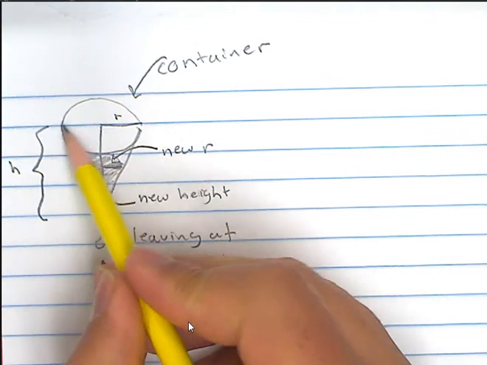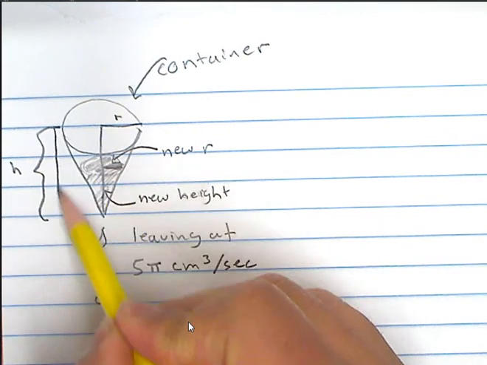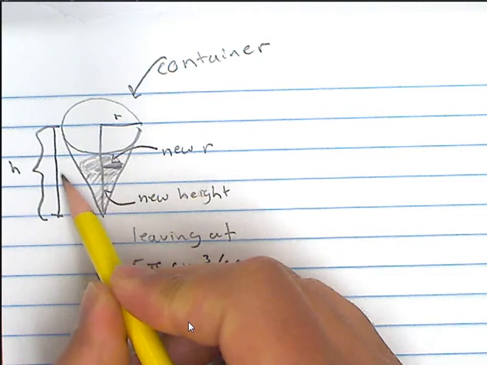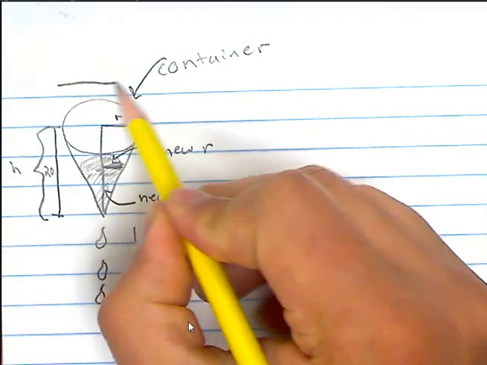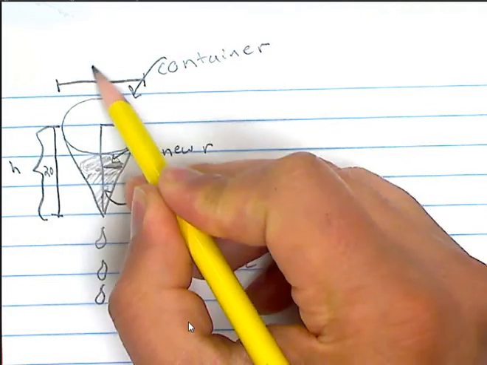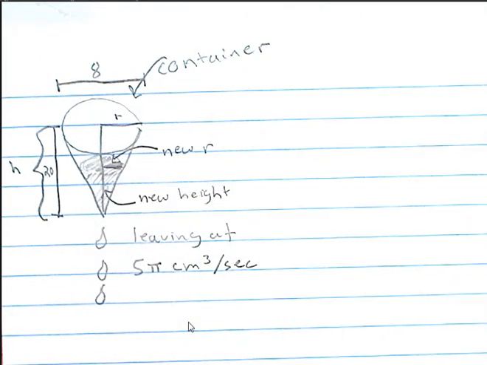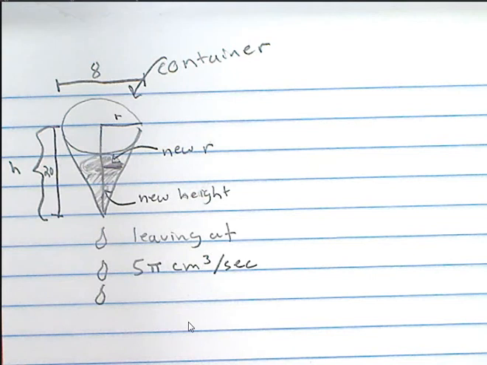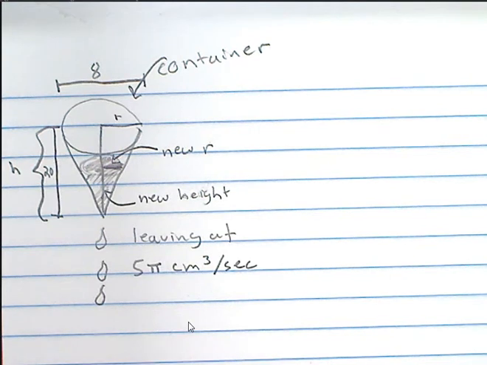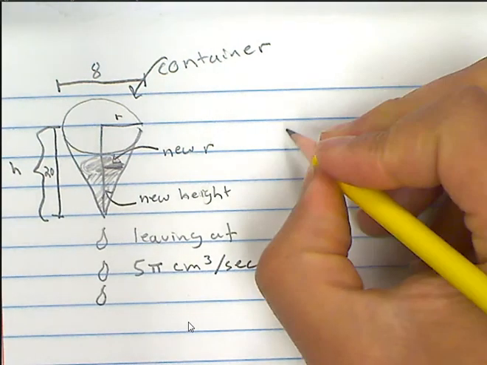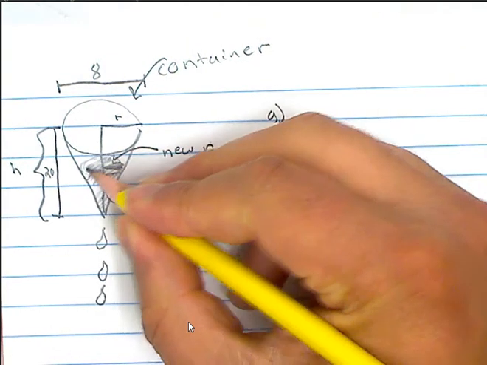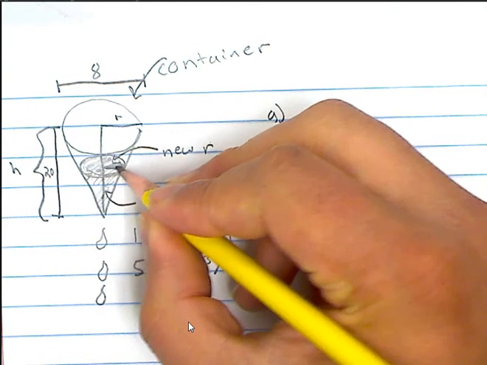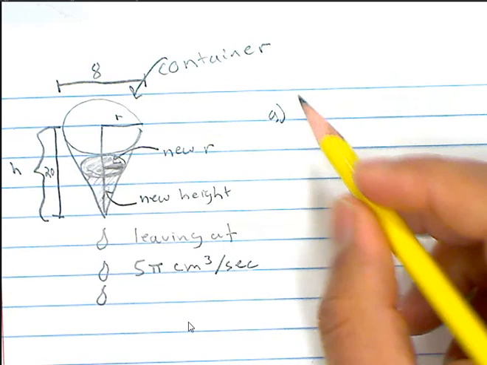So let's say this is 20, and this is 8. Okay, and now we're basically ready to do some related rates here. So let's say I wanted to look at the radius, and I wanted to say, okay, how fast is the radius changing?